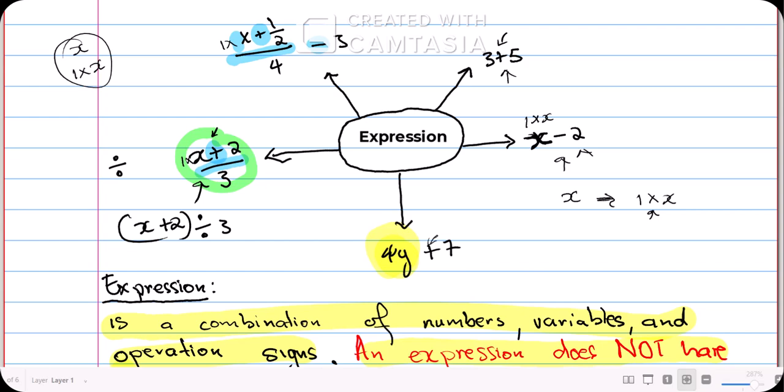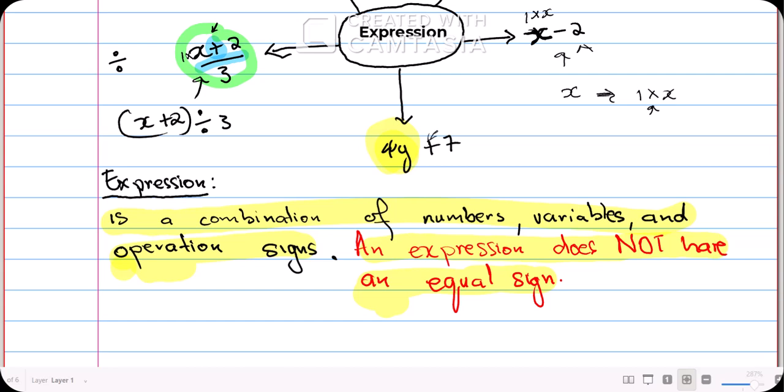I'm going to go through the other sections, the equation, the formula, and the functions, on the following recording.